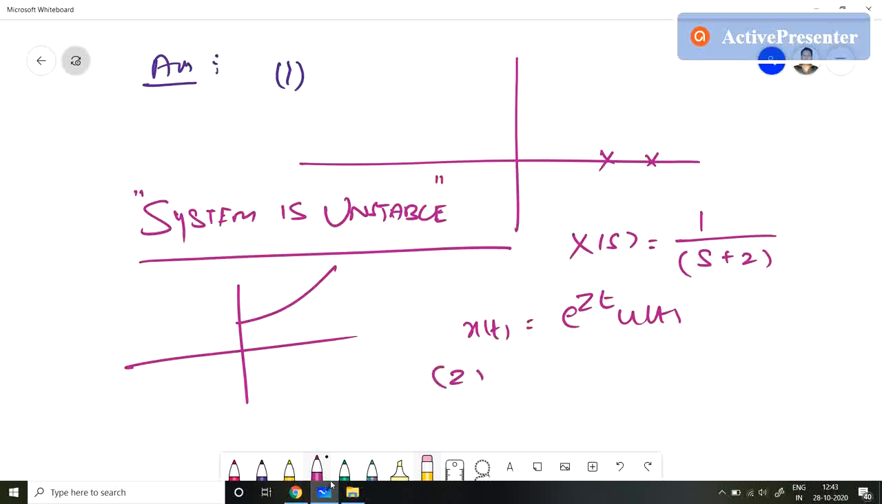And what is the second point? The second point is that the impulse response is 0 for t less than or equal to 0. So it means that the system is causal. If the impulse response is 0 for t less than or equal to 0, it means that the system is causal.